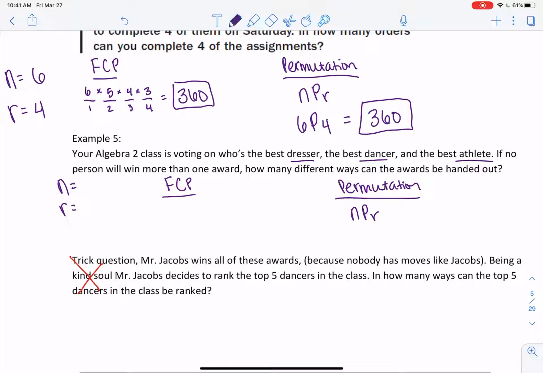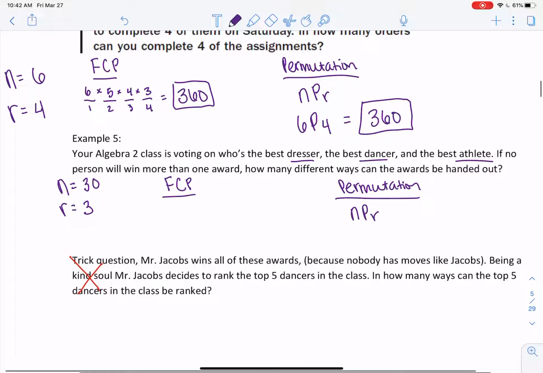But something that we're missing with this problem is, well, we know we've got 3 things to choose from, dresser, dancer, or athlete. But how many students are in the class? So I think for this one, we actually need to come up with our own number. So let's just say that there's 30 students in the class.